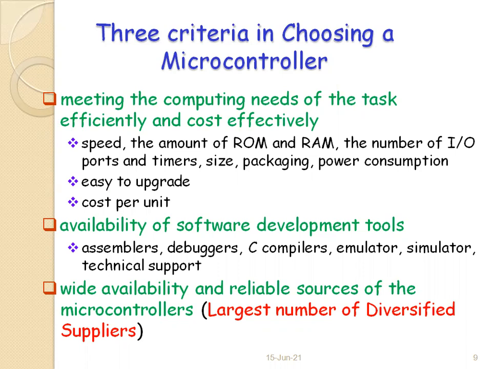So the first one is meeting the computing needs of the task efficiently and cost effectively. What is the meaning of the function here? We have to consider the speed, the amount of ROM, the amount of RAM fabricated inside the integrated circuit, the number of input-output ports and timers, the size, the packaging, and the power consumption. All of these are already described by the different manufacturers, and you have to consider them first.